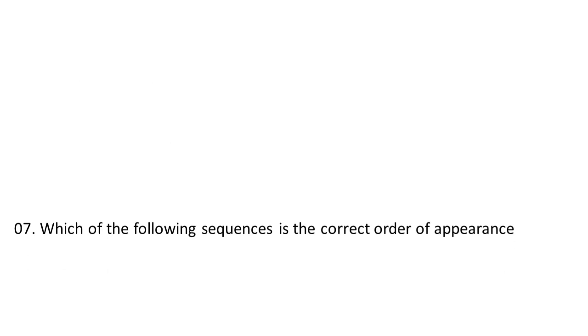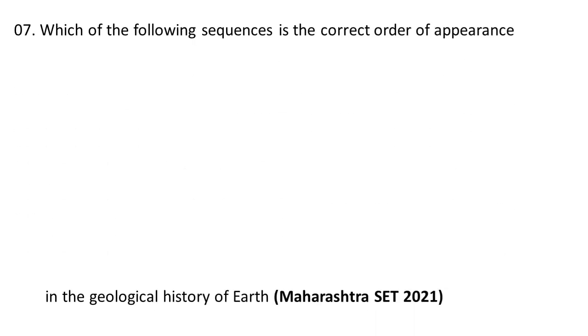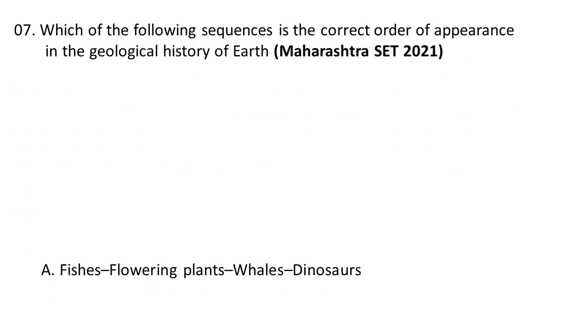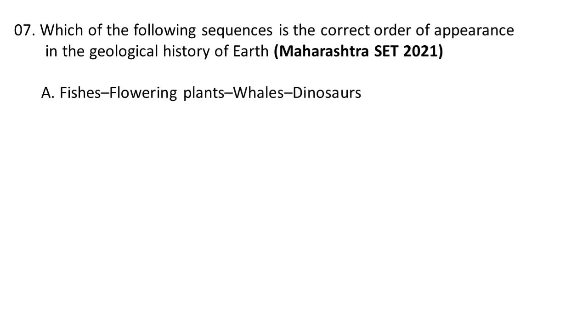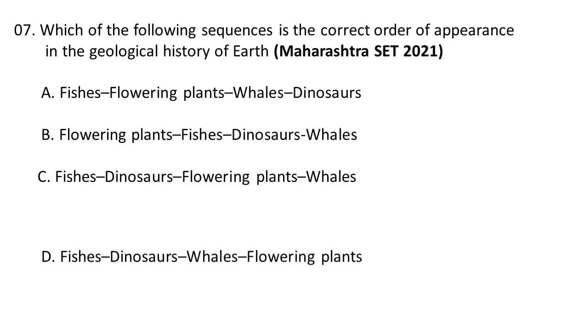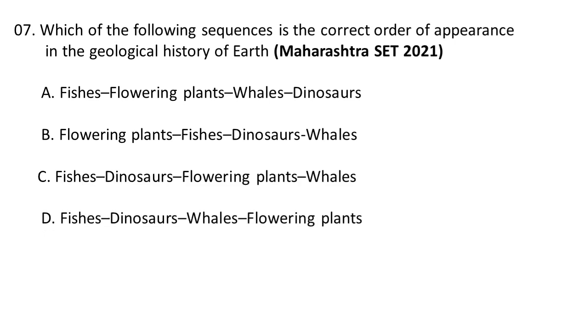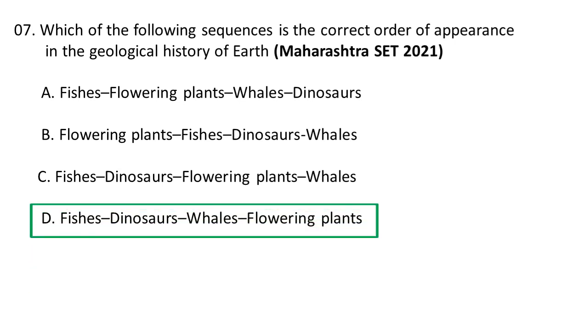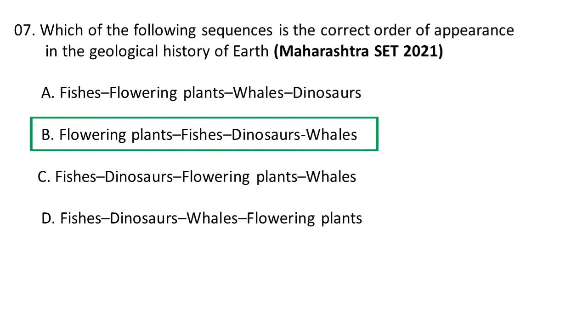Next question. Which of the following sequences is the correct order of appearance in the geological history of the earth? A. Fishes, flowering plants, whales, dinosaurs. B. Flowering plants, fishes, dinosaurs, whales. C. Fishes, dinosaurs, flowering plants and whales. D. Fishes, dinosaurs, whales and flowering plants. So the correct option is B. Flowering plants, followed by fishes, followed by dinosaurs and followed by whales. B is the correct option.